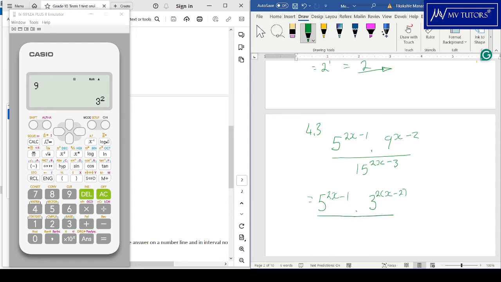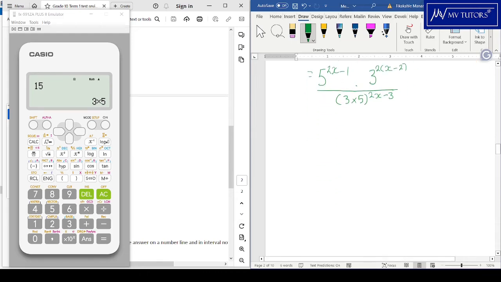Okay, divided by, let's do the 15. So 15 equals shift fact. It's 3 times 5. So I'll put that in the brackets, 3 times 5. And then outside I have 2x minus 3. Okay, let's move. From here, I'm just going to rewrite 5 to the power 2x minus 1 times 3. 2 times x is 2x. 2 times minus 2 is minus 4.